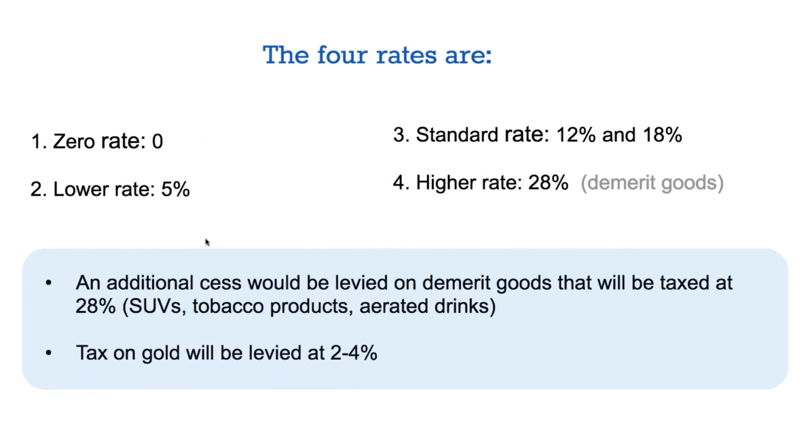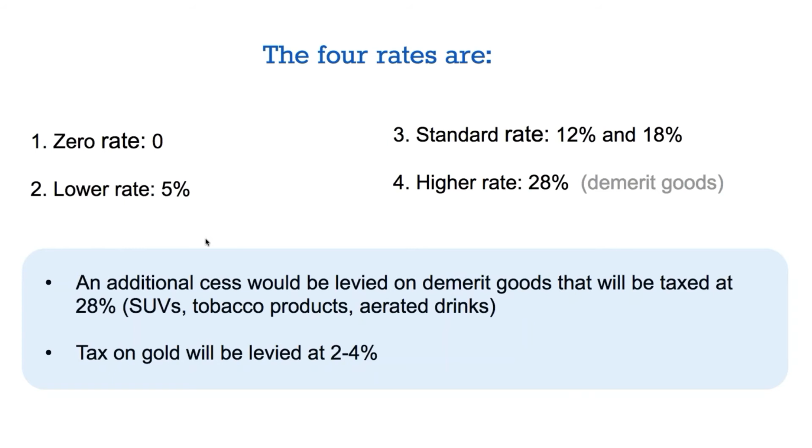So when we talk about the tax rates, we have a four-tier tax model being proposed by our GST Council, and this starts with a zero rate, and then you have a lower rate of 5%. We have a standard rate of 12% and an 18%. So you have two brackets of the standard rate, and then you have a higher rate of 28%.